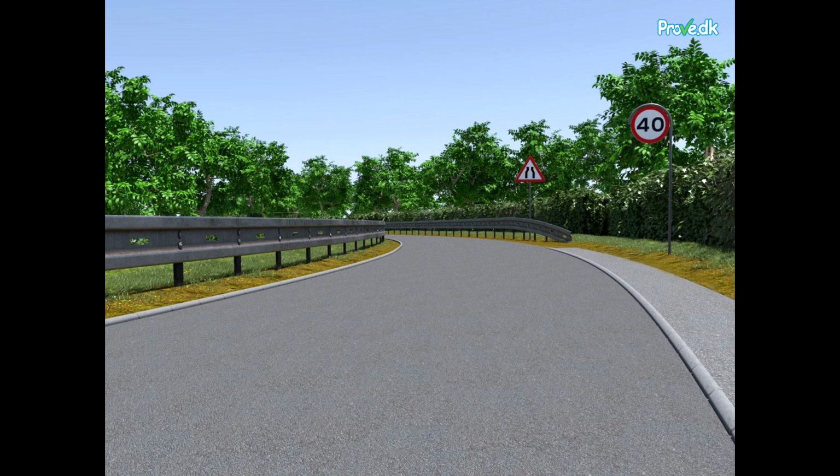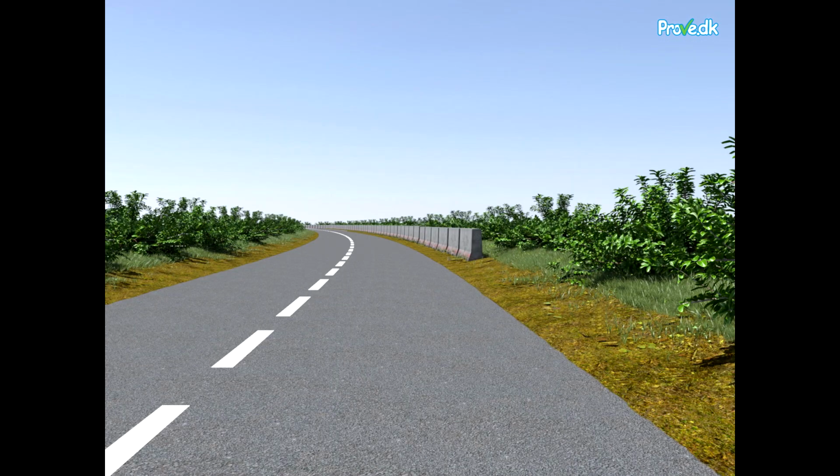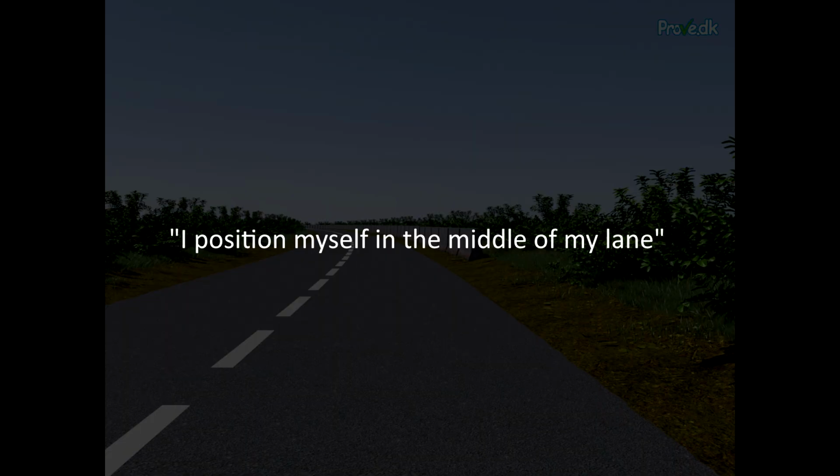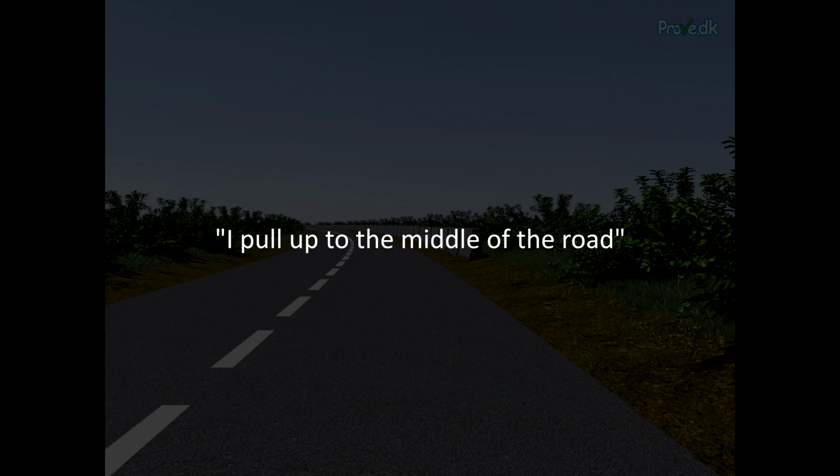It is forbidden to drive faster than 40 km per hour, and the road narrows on both sides. Proper placement on the road while driving. Various expressions will be used such as, "I position myself in the middle of my lane," and you should normally always do that. "I pull up to the middle of the road." You will do this, for example, when you are preparing to overtake. Then you pull towards the middle of the road to get a better overview of the situation.